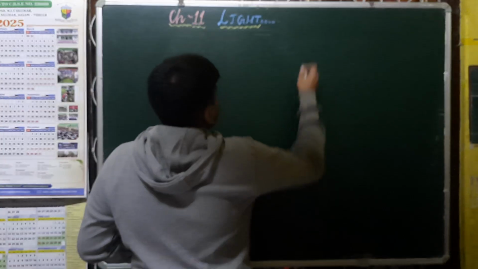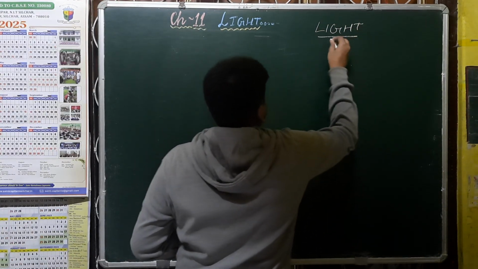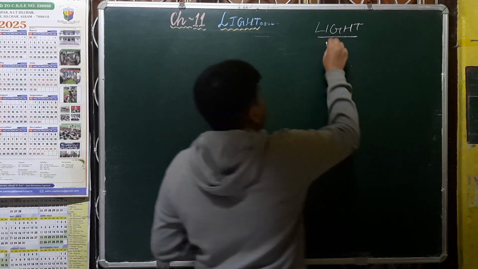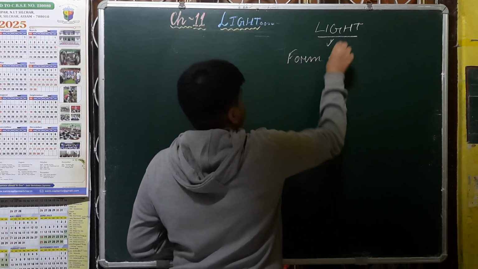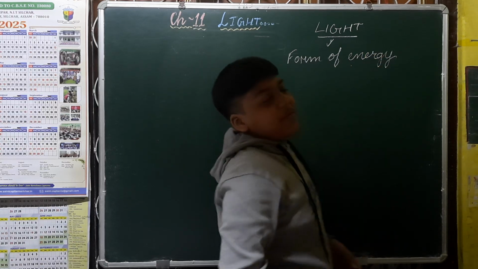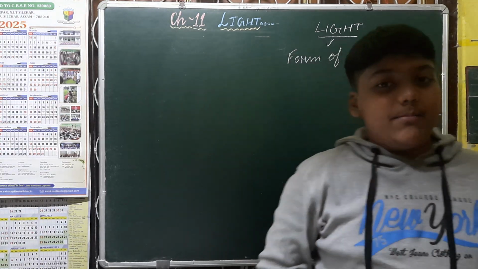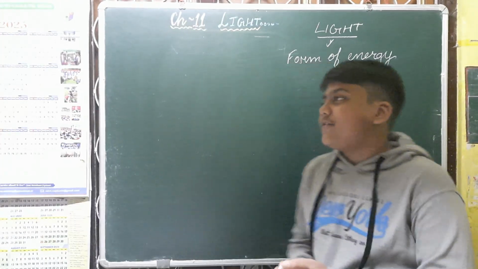So first of all we will study what is light. Light is a form of energy. Which form of energy? Which helps us to see objects. Without light we cannot see anything. All this is only because of light that we are able to see the objects.